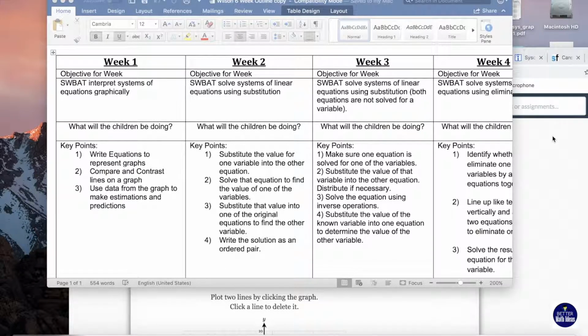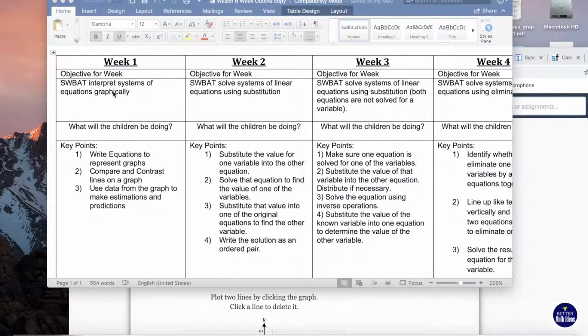I want to get to the application of implementing a plan and making an objective come to life, and to help students reach the learning objective set forth for the day, or in this case, for the week. So here I'm looking at week 1, and my objective for that week is for students to be able to interpret systems of equations graphically.